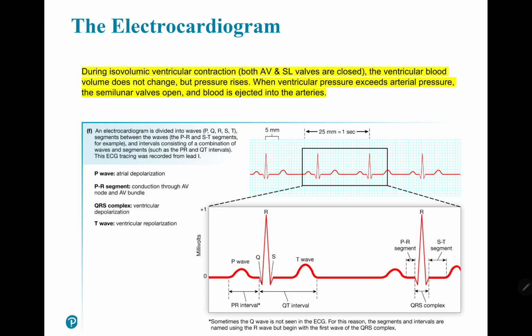So during isovolumic ventricular contractions, both the atrioventricular valves and the semilunar valves are going to be closed, okay? The ventricular blood volume is not going to change, but the pressure will rise. When the ventricular pressure exceeds the arterial pressure, then those semilunar valves are going to be open and blood is going to be ejected into the arteries, okay?